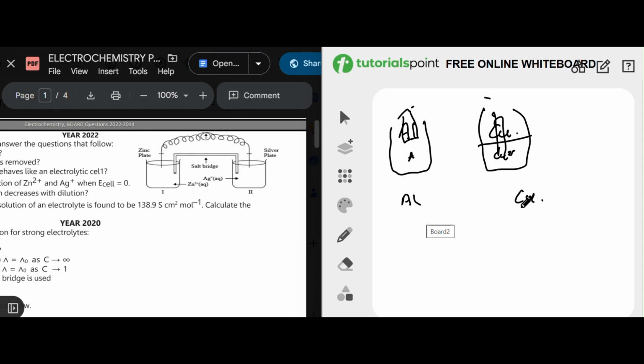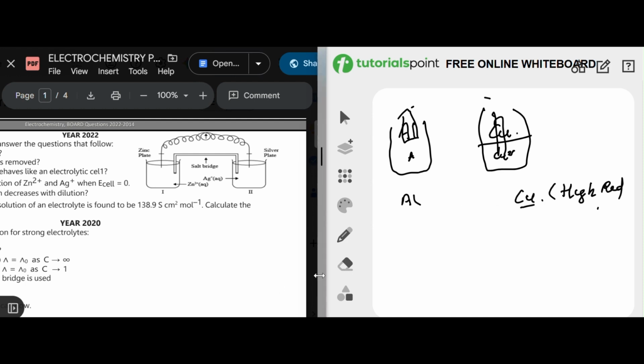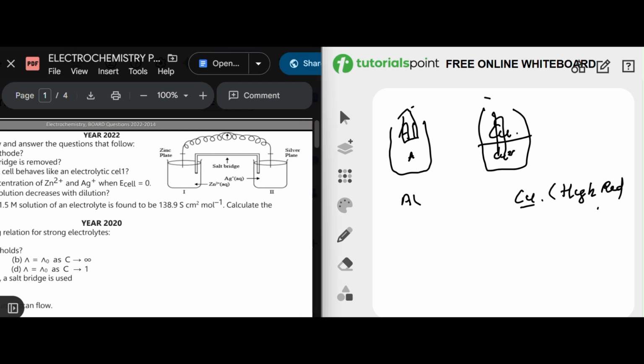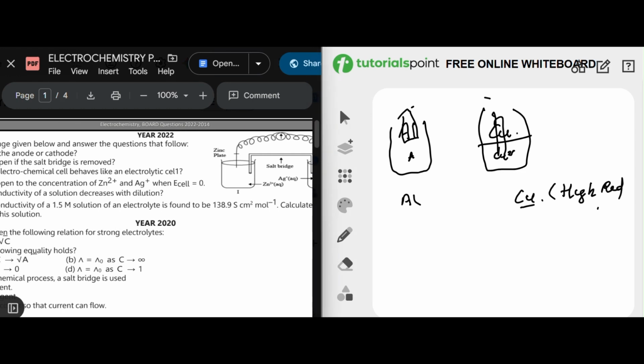Here again we can see copper is a low reactive metal. We learned by heart that copper, silver, gold, mercury are low reactive metals. They will have higher reduction potential. So here copper will be cathode, aluminium will be anode. That's how we choose anode and cathode for a working cell.